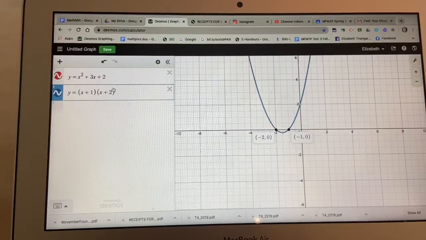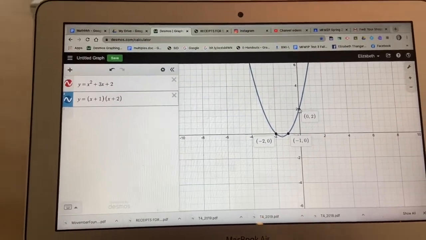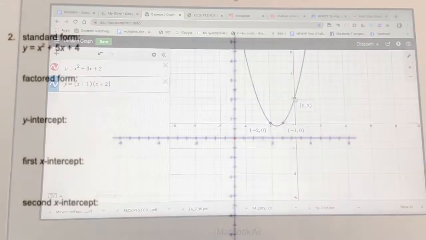And the equation up here told us that the y-intercept should be at 2. Now with all that information, it's really easy to graph.